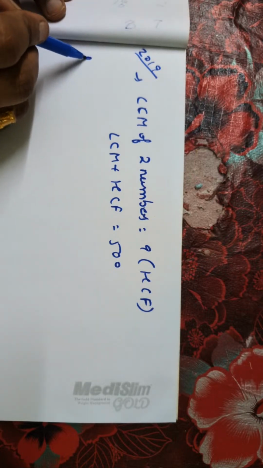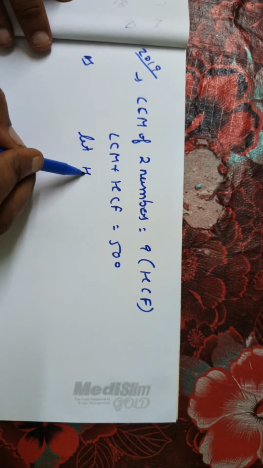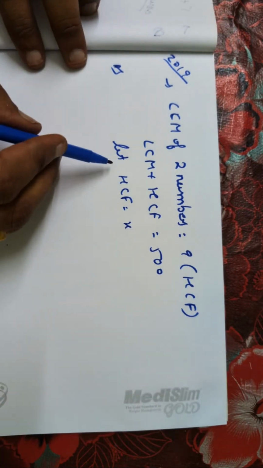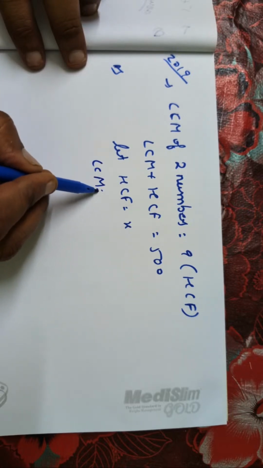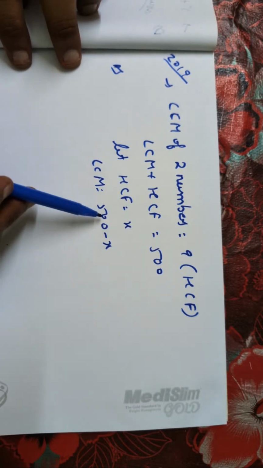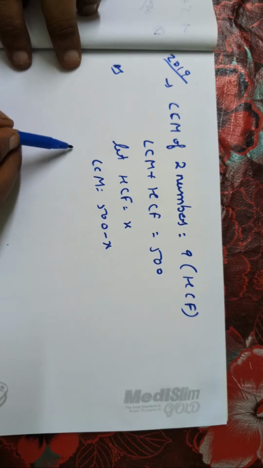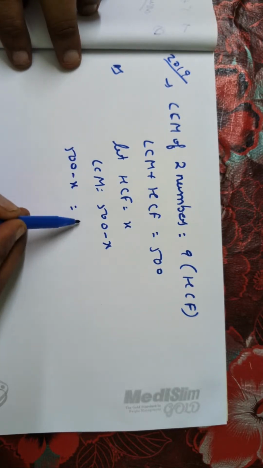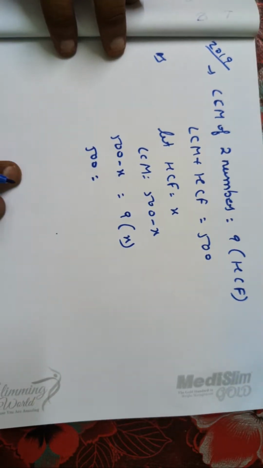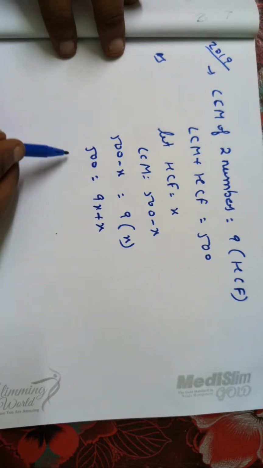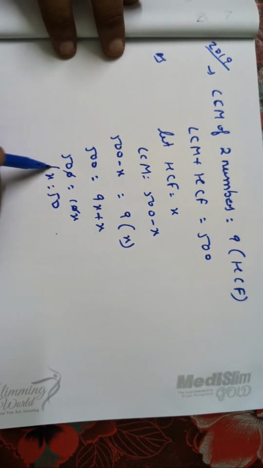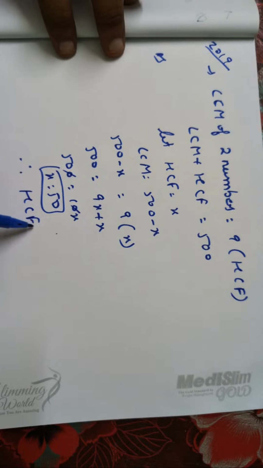Okay, so for this, let's assume HCF equal to x. If HCF equals x, then LCM will become 500 minus x, because both added equal 500. Now substitute these two here. That is, 500 minus x becomes 9 times the HCF, that is x. So 500, if you move x to the right side, it will become 9x plus x. So 500 equals 10x. You cancel, so x becomes 50. Therefore HCF equals 50.